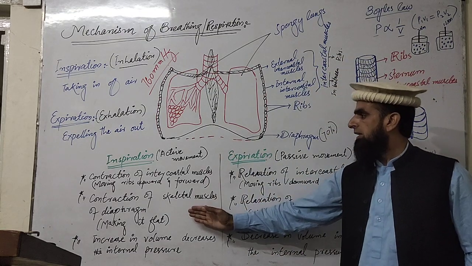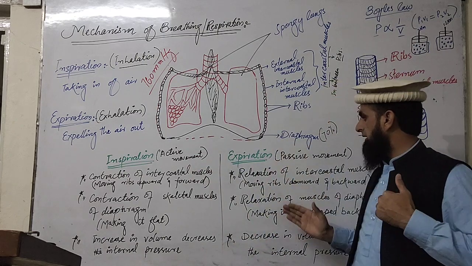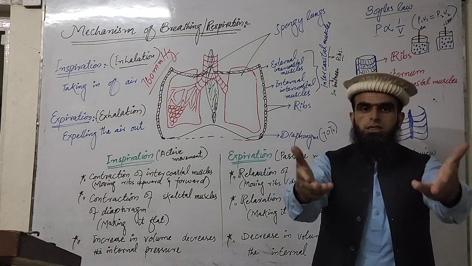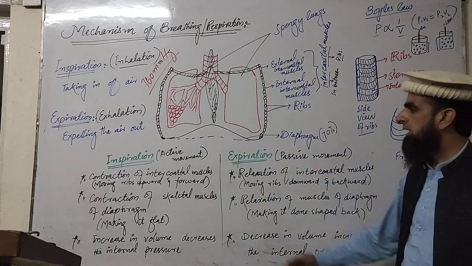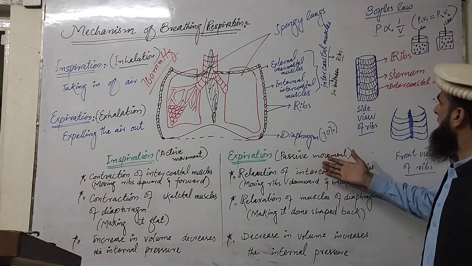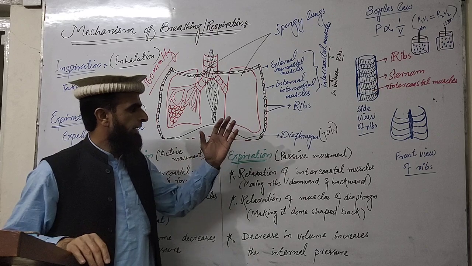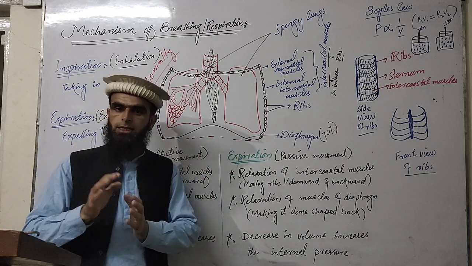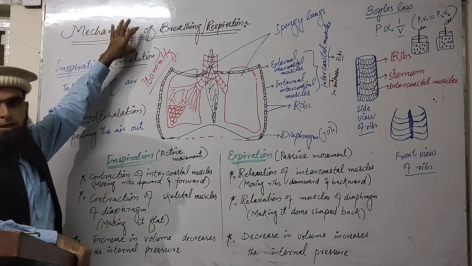So these are the changes because of which we take in the oxygen, and these are the changes because of which we give out the carbon dioxide. In this way, the mechanism of breathing takes place. Inspiration and expiration occur. Mostly the intercostal muscles and the muscles of the diaphragm are involved in that, and that is about the whole story of the mechanism of breathing.